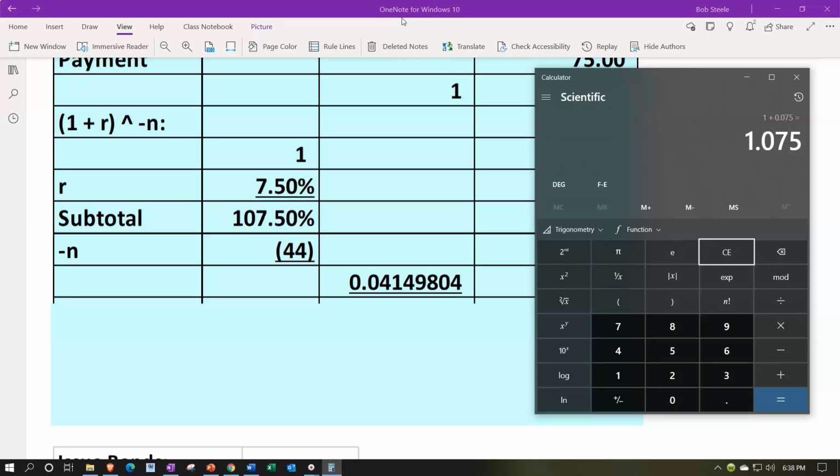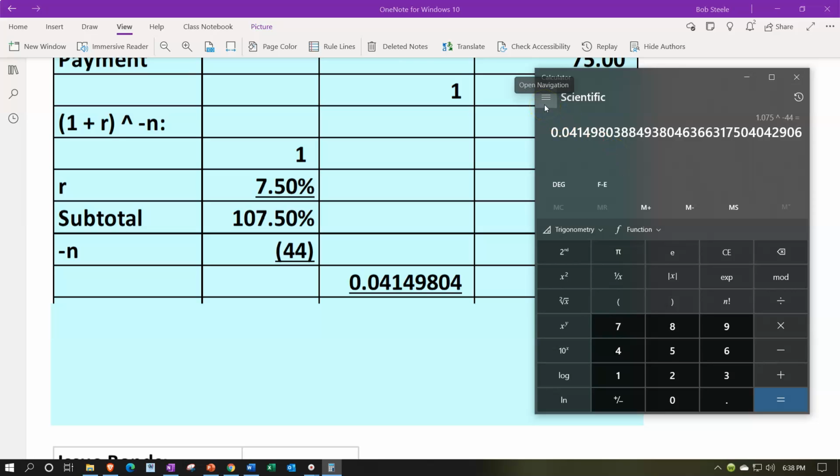107.5%. We're then going to take that amount to the power of, which is x to the y, and then 44, but we got to make it negative. So it's caret, negative 44, and enter. That gives us the 0.04149804 about. You can see it's rounded, of course.